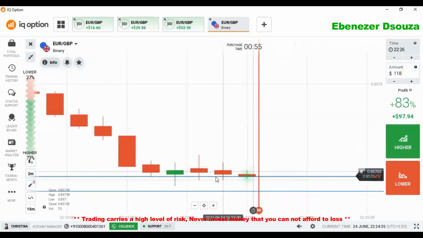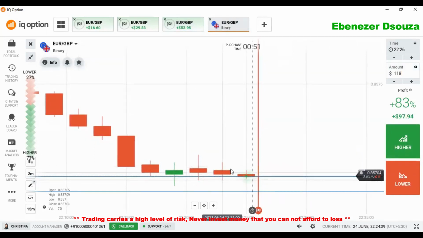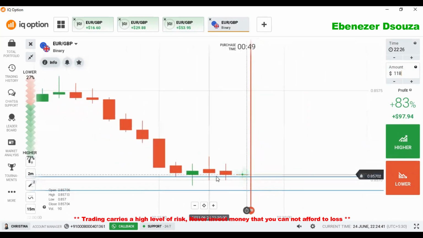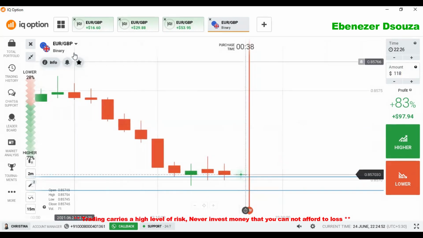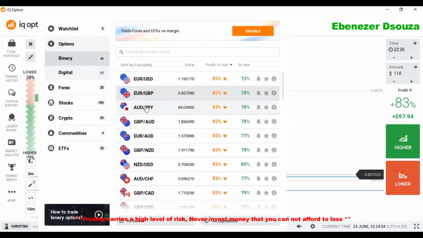So for 2 minutes it might give me a losing trade, but for this pair it's better to avoid trading because there is no proper movement. We are seeing a straight movement, a straight market, so I will try to change the pair.